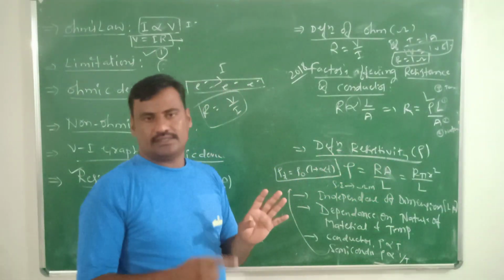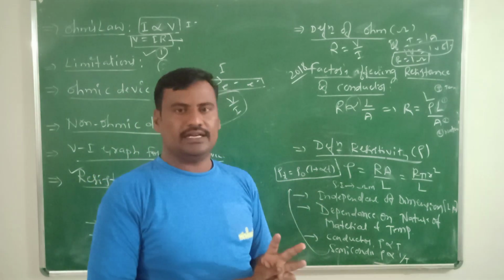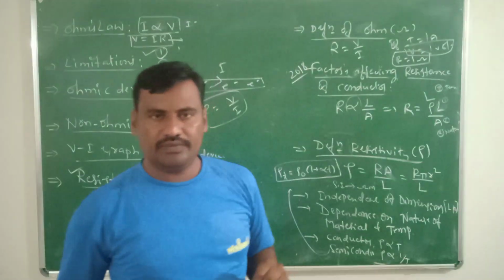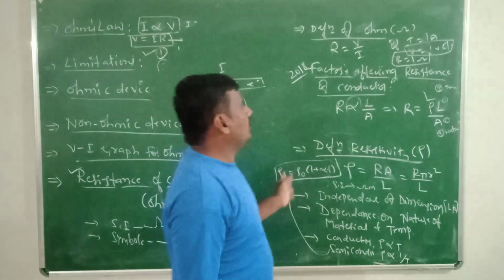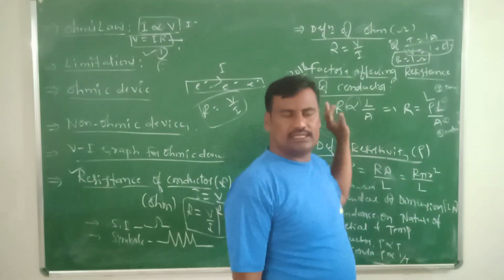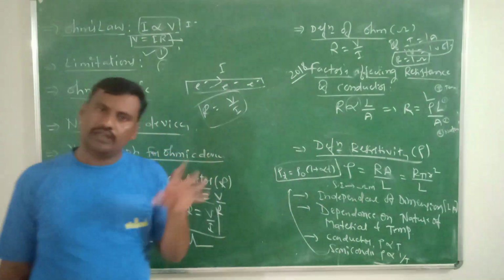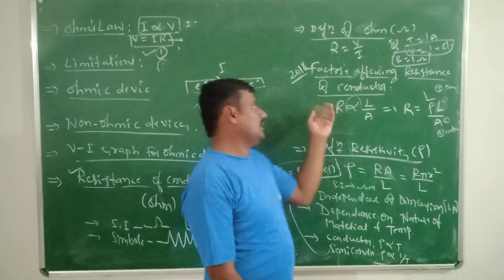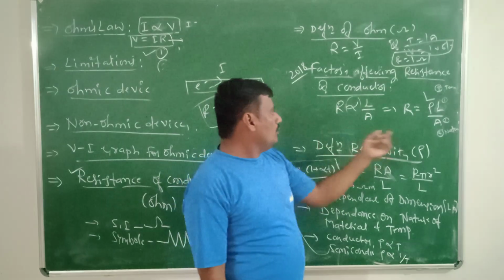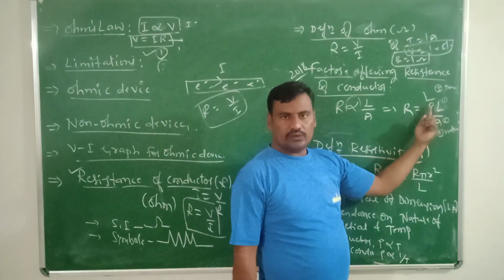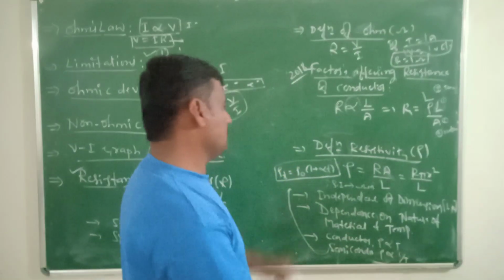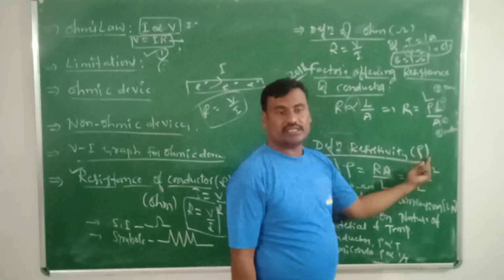Resistance of a conductor depends upon the length of the conductor, area of the conductor, nature of the material, and temperature of the conductor. R is directly proportional to L, and inversely proportional to the area of the conductor. One more proportionality constant is there, rho, which is the resistivity. Now I will discuss the definition of resistivity.